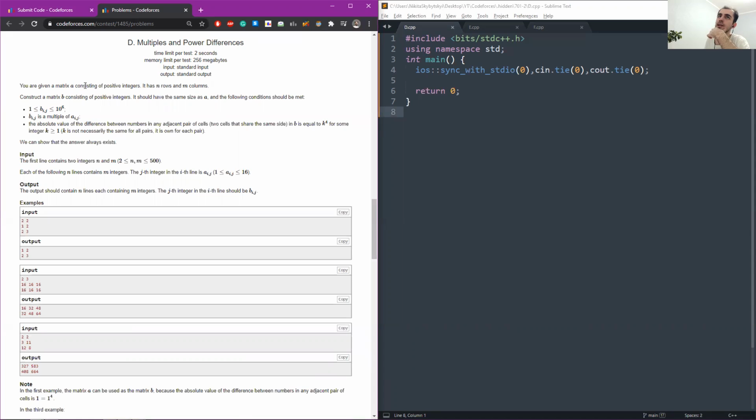Multiples and power differences. Given a matrix A consisting of positive integers with n rows and m columns, we want to construct a matrix B consisting of positive integers that has the same size as A, and the following conditions should be met. So all entries are at most 1 million. Bij is a multiple of Aij. The absolute value of the difference between numbers in any pair of adjacent cells in B is equal to k to the fourth.